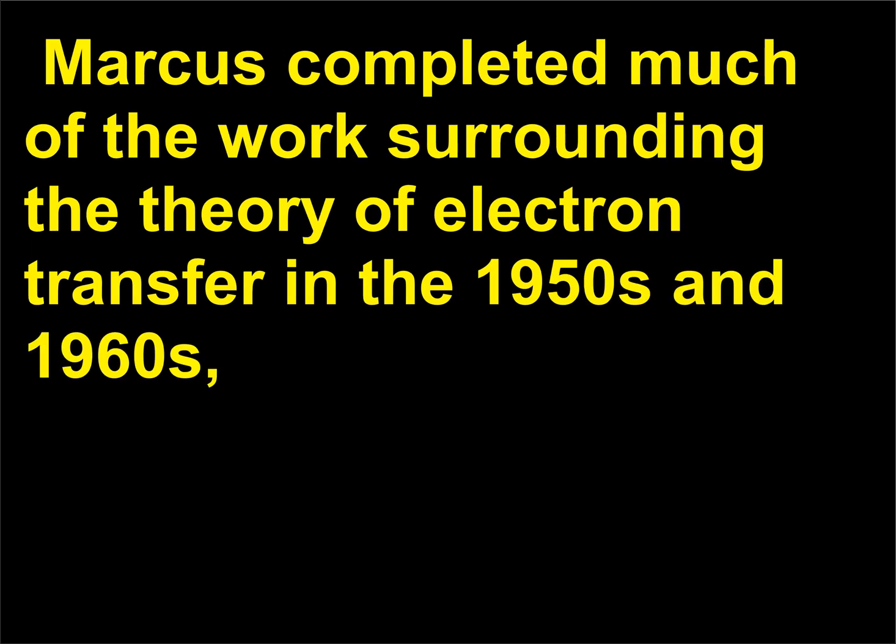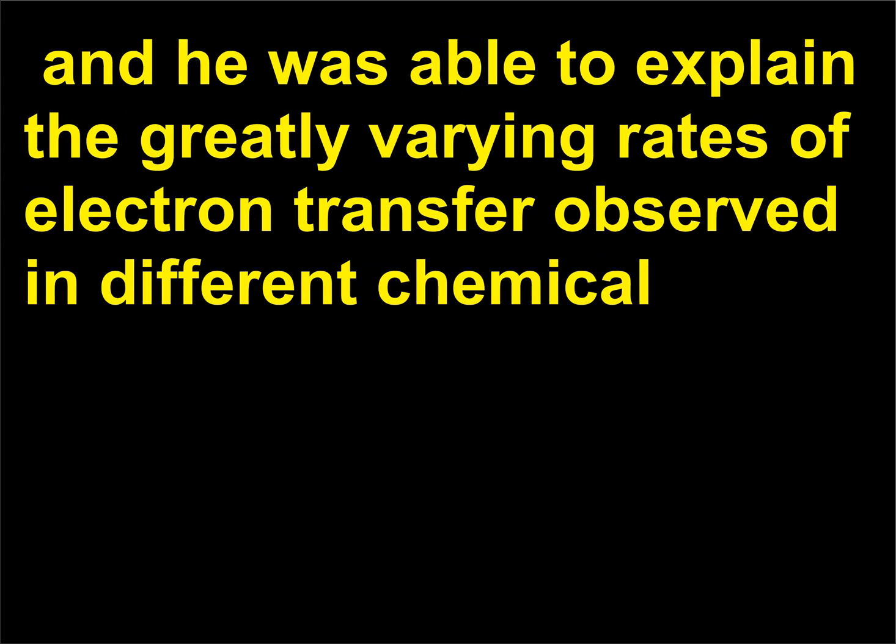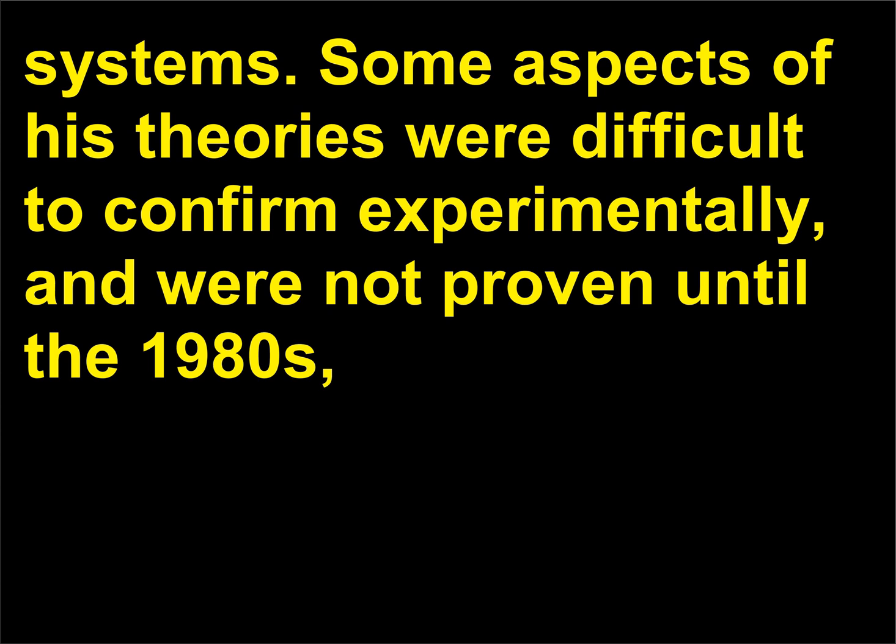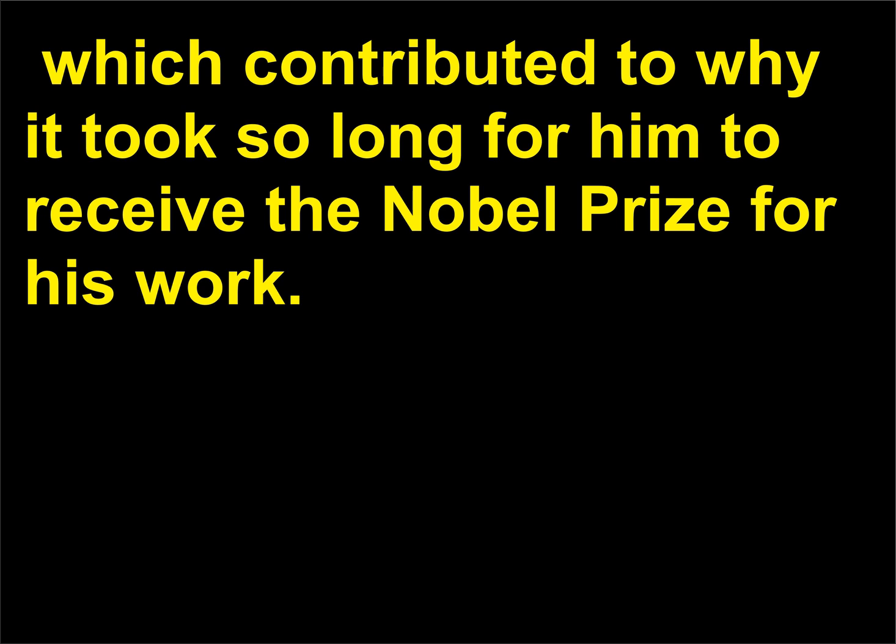Marcus completed much of the work surrounding the theory of electron transfer in the 1950s and 1960s. And he was able to explain the greatly varying rates of electron transfer observed in different chemical systems. Some aspects of his theories were difficult to confirm experimentally, and were not proven until the 1980s, which contributed to why it took so long for him to receive the Nobel Prize for his work.